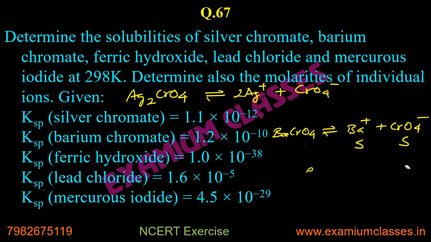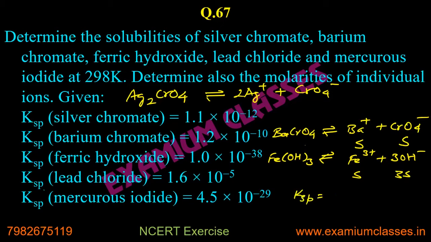So in this case, it will be very easy. In case of ferric oxide, ferric means +3 valency. So ferric hydroxide will be Fe(OH)3, and it will be converted to Fe3+ plus 3OH-. So when dissociated, if S is produced, 3S will be produced.